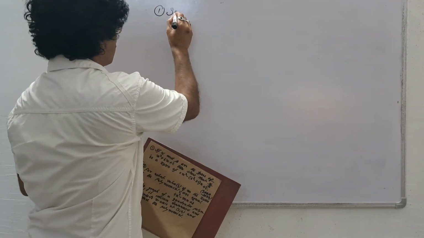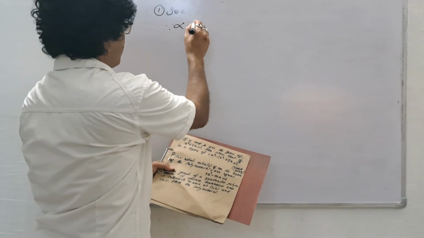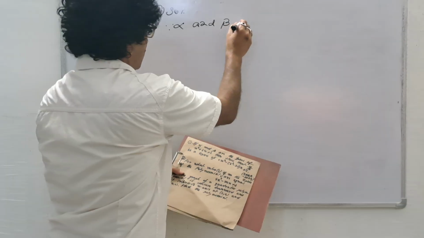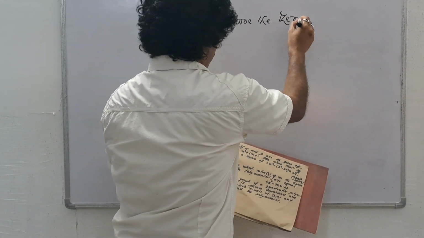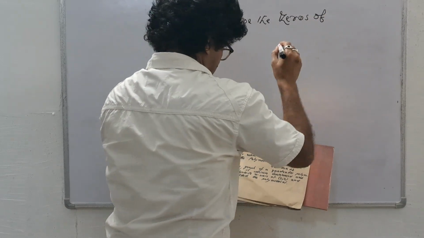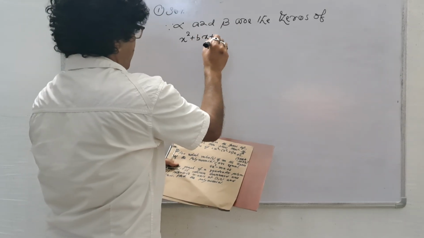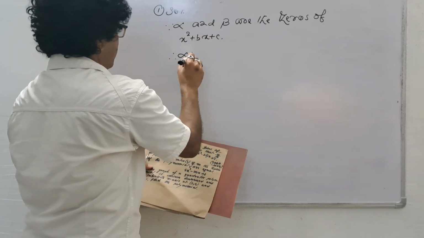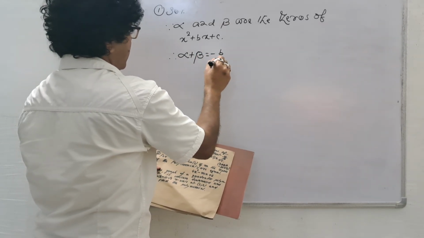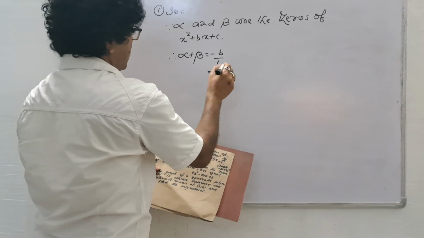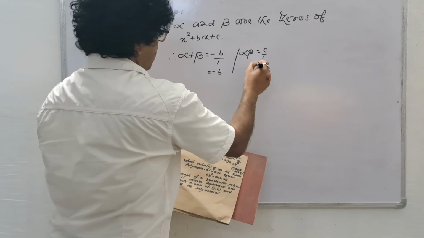Solution. Since alpha and beta are the zeros of x squared plus bx plus c, therefore alpha plus beta is equal to minus b by a, and a is 1 here, so minus b. And alpha beta is equal to c by a, that is a is 1, so c.